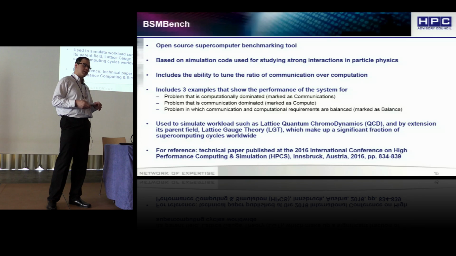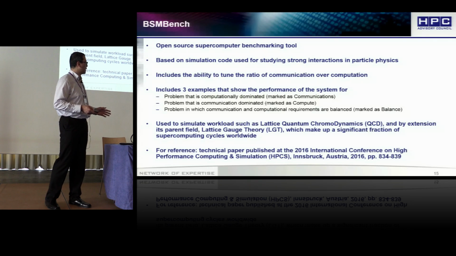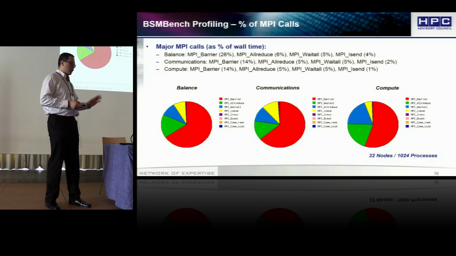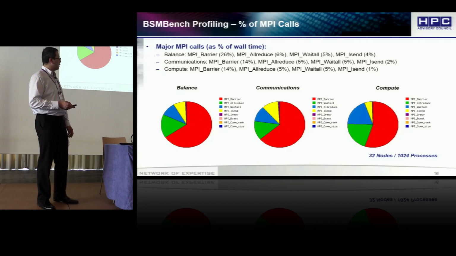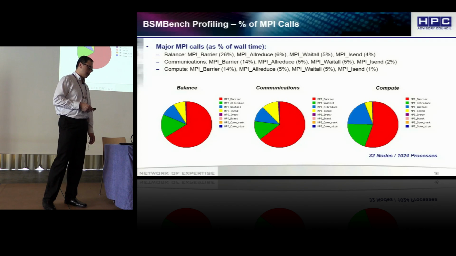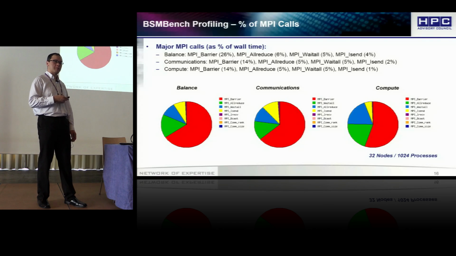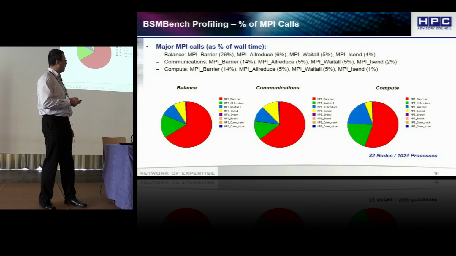This is to simulate a workload similar to an application like quantum espresso, or I'm sorry, lattice quantum chromodynamics QCD codes. As a way to understand the communication profiles for BSM Bench, we have worked on MPI profiling as well. We compare against the three different types of workload that BSM Bench provides to us. So they are balanced, which is a combination of communication and compute.